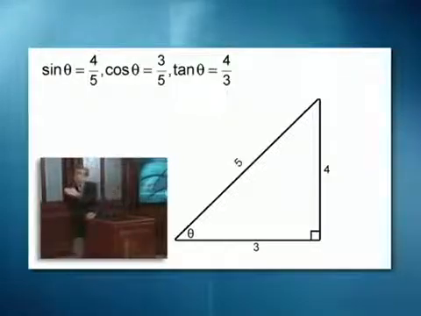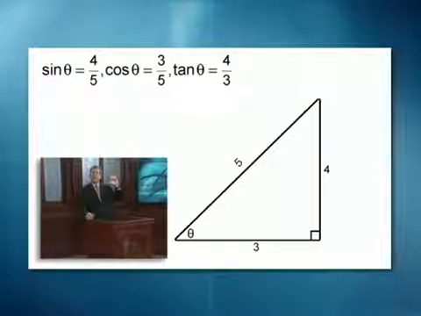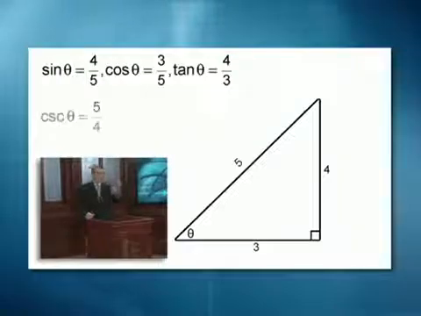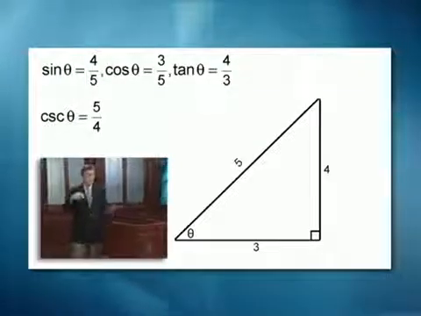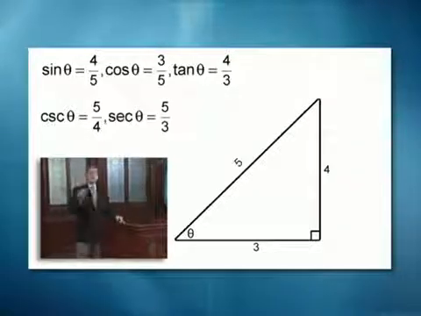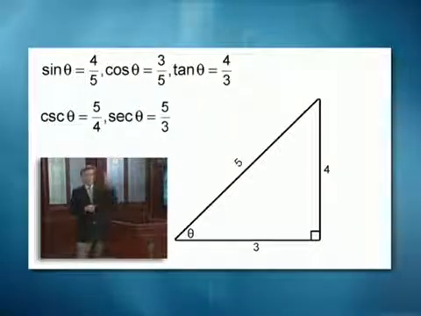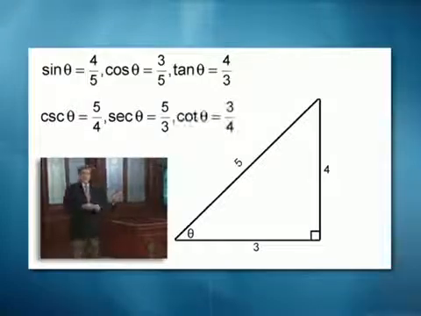And then the other 3 trig functions are pretty simple. They're the reciprocals of what we just calculated. So cosecant is the reciprocal of 4/5, so it's 5/4. Secant is the reciprocal of 3/5, so it's 5/3, and cotangent is 3/4.